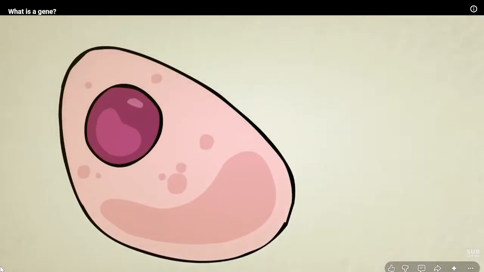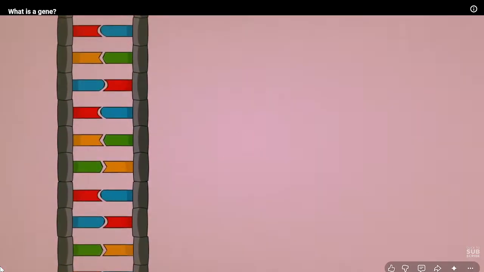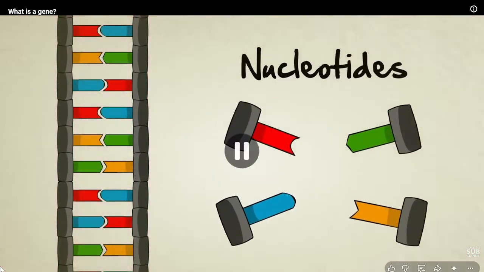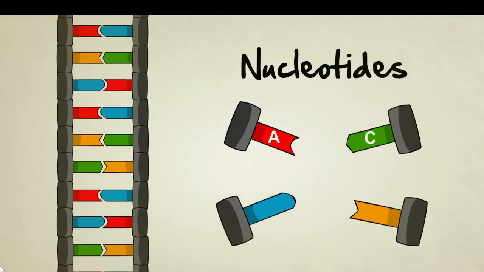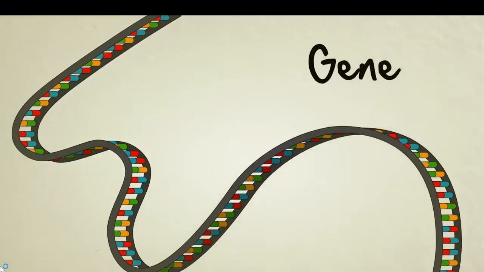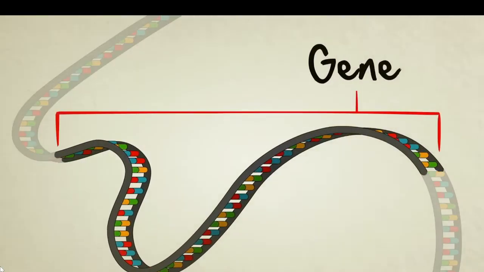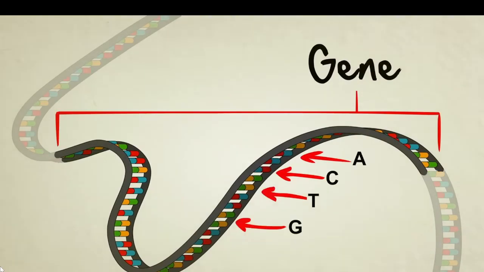Each one of our cells contains 46 strands of DNA. 46 strands of DNA. What do we call those? A chromosome. So we have 46 chromosomes. A single strand is made of millions of particles called nucleotides, and these nucleotides come in 4 different types, which scientists have labeled A, C, T, and G. A gene is a special stretch of DNA, a sequence of A's, C's, T's, and G's that code for something.